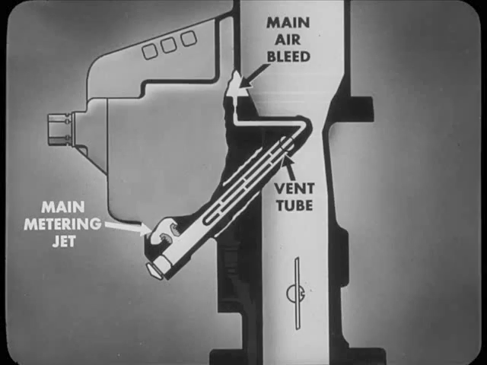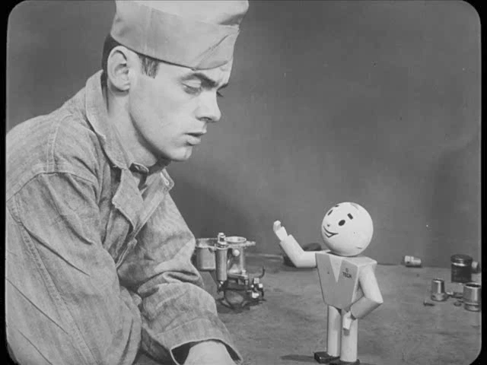Inside the passage, there's a vent tube. It has little holes through which air is bled. The air is mixed with the gas to help break it up so it'll flow easily. That tube's pressed in, Duke, and hardly ever has to be replaced. Okay. Now, what about the main metering jet?